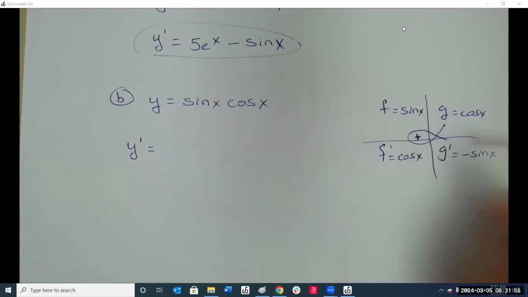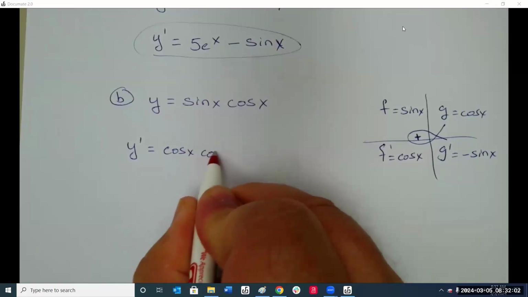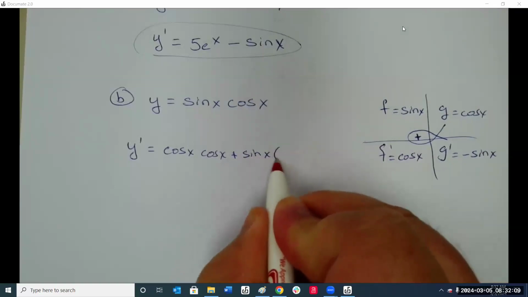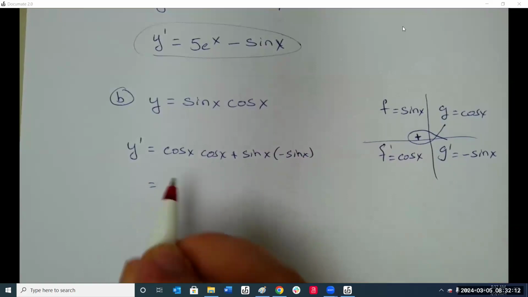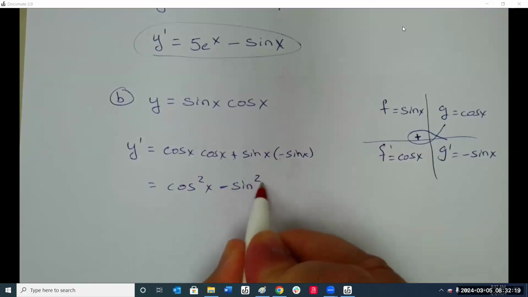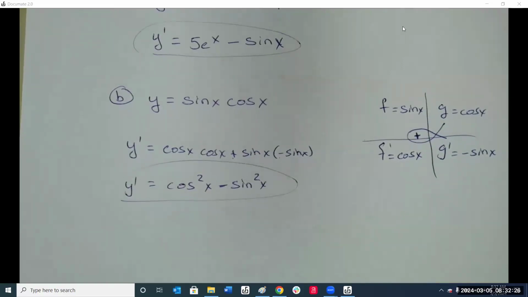So since it's a product, we add. So cosine times cosine plus sine times negative sine equals cosine squared x minus sine squared x. And there you have it. You see how if you did anything wrong, you see what you did wrong? What was the most common mistake you did there? We got it?